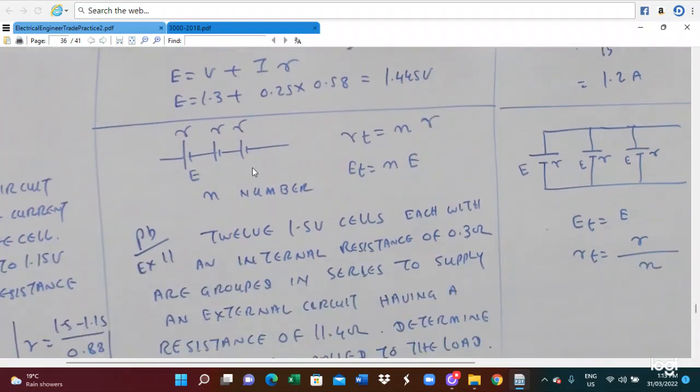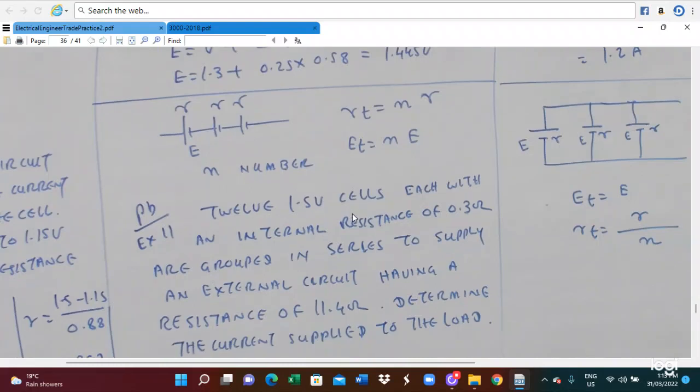So this is the connection of the internal resistance r. So the battery EMF is E. So this is R equals nr, E equals nE, where n is the number of batteries. So this is how we calculate that.